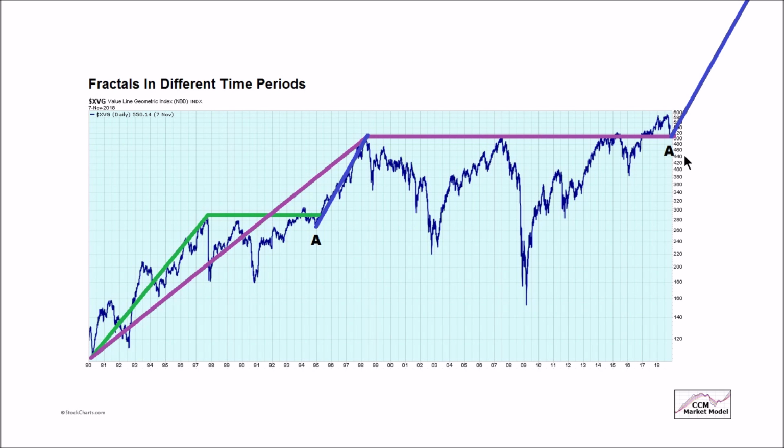We're not assuming that the low is already in. It is possible here that there's more pain ahead, but what that tells us is even more pain ahead wouldn't necessarily throw the longer-term fractal out the door. It's extremely important to note we are not using this as a forecasting tool.